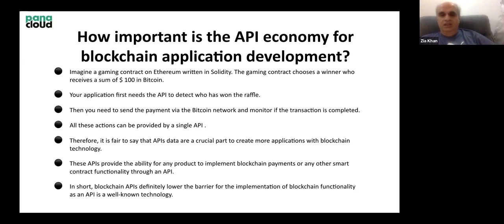Therefore, it is fair to say that if every developer has to work with blockchain, the UI developer will have to know the blockchain, the middleware people will have to know the blockchain. Therefore, the API will hide all the complexity. So, in short, blockchain APIs definitely lower the barrier for implementing blockchain functionality, as an API is a well-known technology. Every developer in your team does not have to know blockchain.